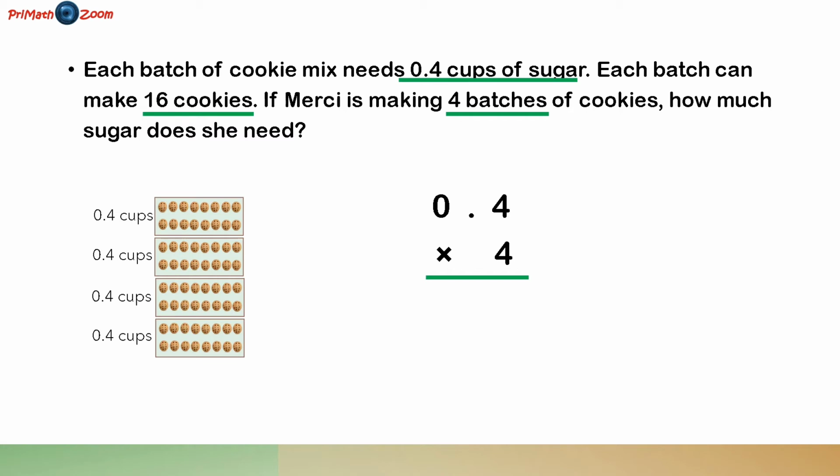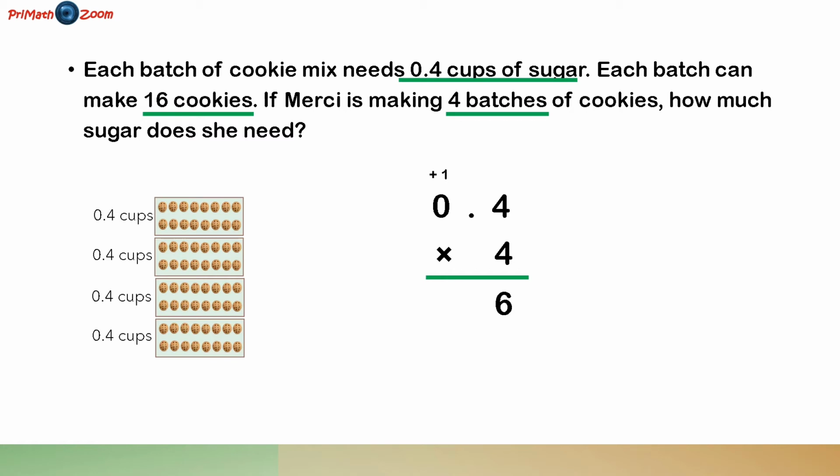4 multiplied by 4, yes, 16. But remember, we cannot just write our 16 here. We have to regroup. So we're going to regroup by placing the 6/10 under this column. And also what we're going to do, we're going to bring this ones over in the ones column right here. Then we're going to multiply 4 by that 0 now. So 4 multiplied by 0, 0. And we have this ones up here that we just added.